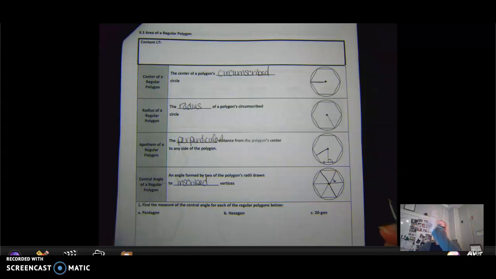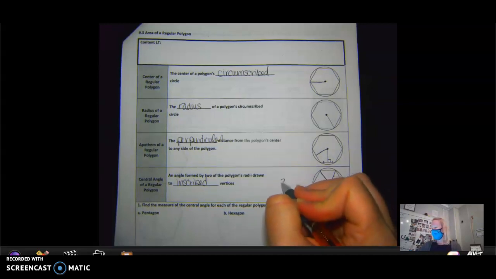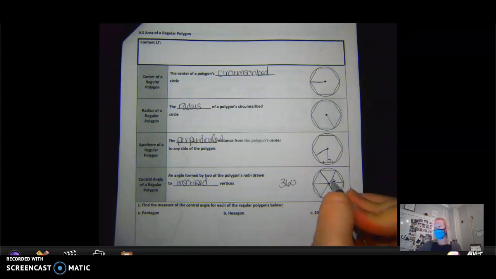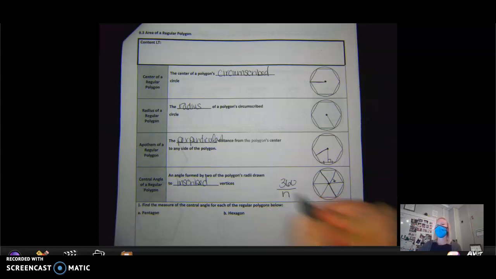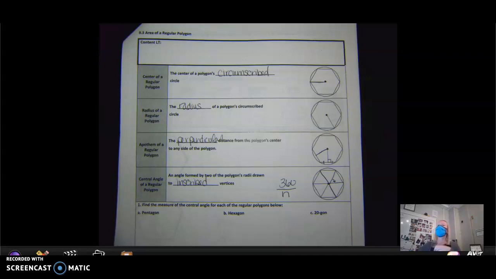Yes and no. You went a step too far. All you have to do is the 360 degrees all the way around, like you said, divided by the number of central angles, which is the same thing as the number of sides. And then you're done. That gives you 1. Now, if you wanted more than 1, you would multiply by how many you wanted, right?